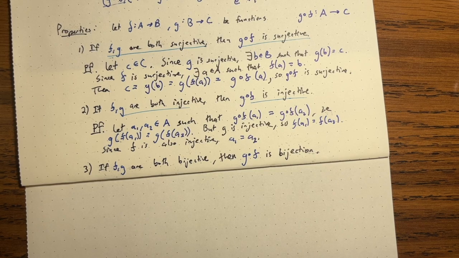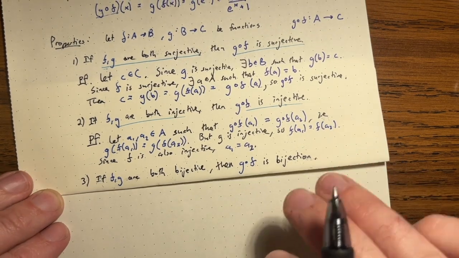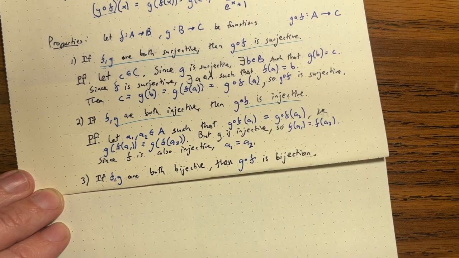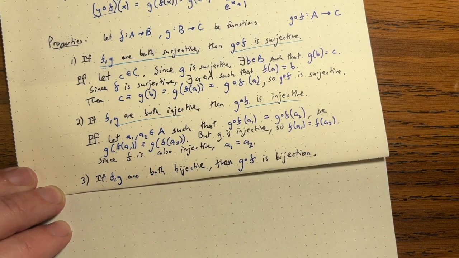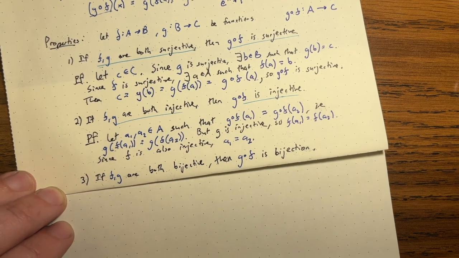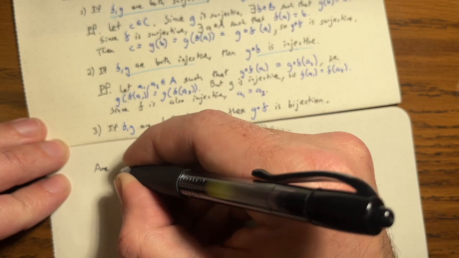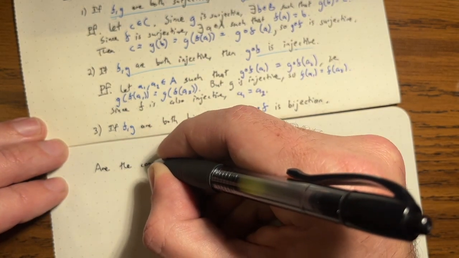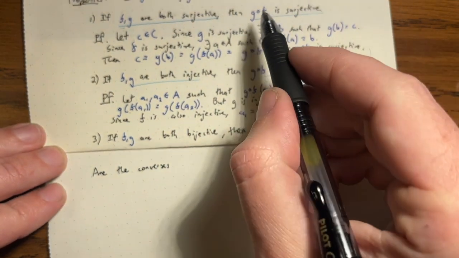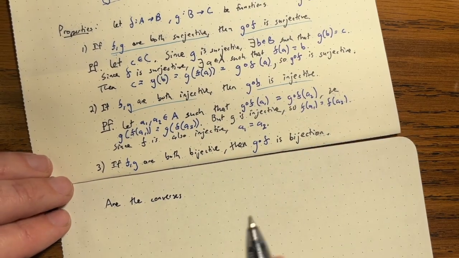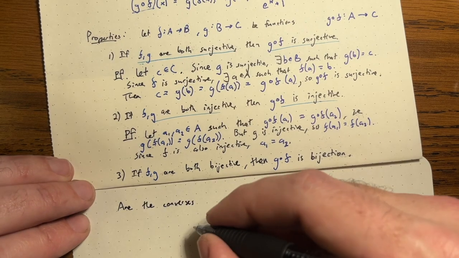Okay, so here is a natural question we can ask. We have some if statements that we proved here, some implications. What about their converses? So what about the converses? Are the converses true? In other words, if I know that the composition is surjective, does that mean that both my functions involved in the composition had to be surjective?